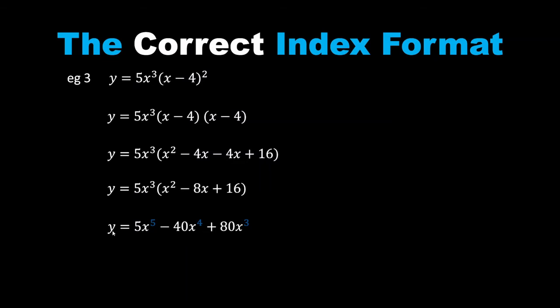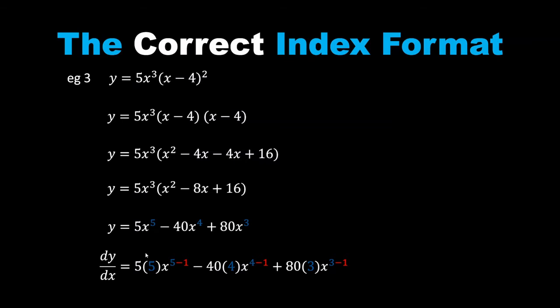Note that this is still y. I have not differentiated this equation yet. I've just put it in the correct index format, where y is equal to 3 separate terms, each of those terms being some multiple of some power of x. So I'm ready to differentiate. I can clearly see what my powers are. These are the values that I'm going to multiply out front, and then I'll subtract 1 from them.